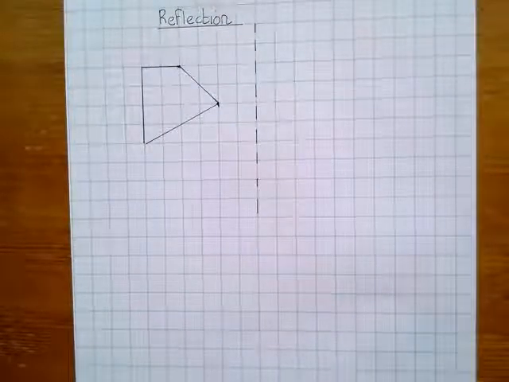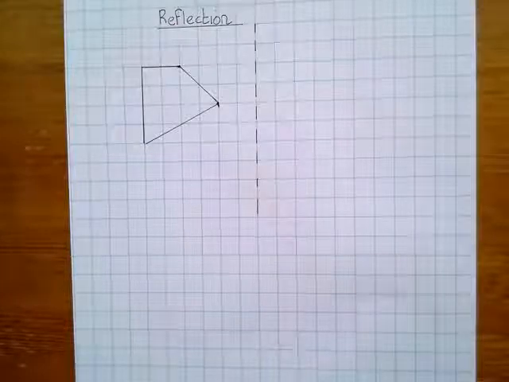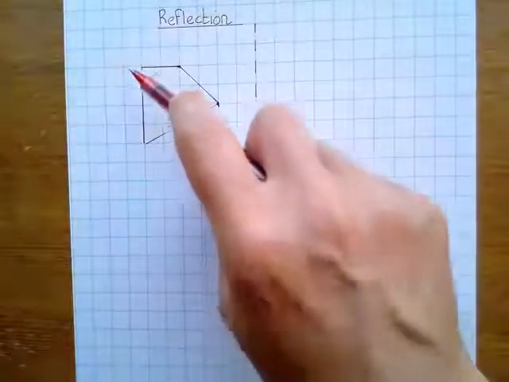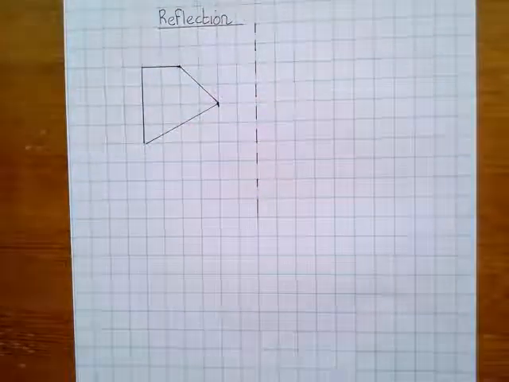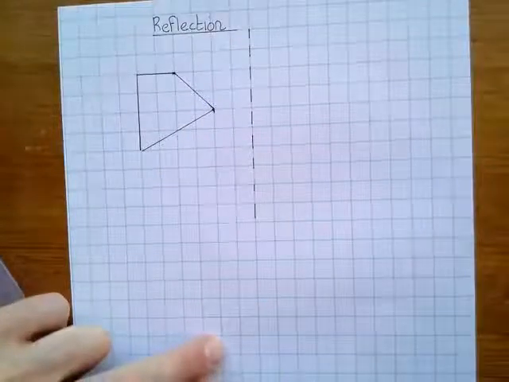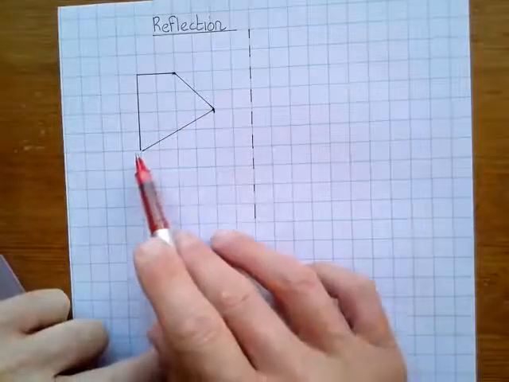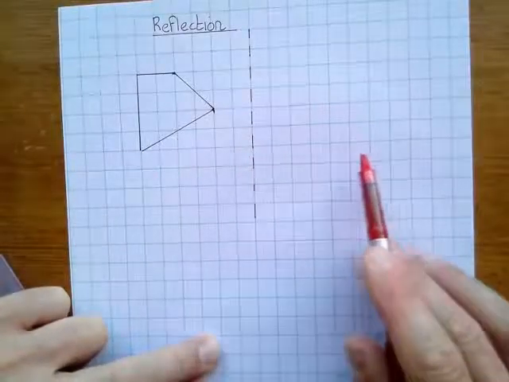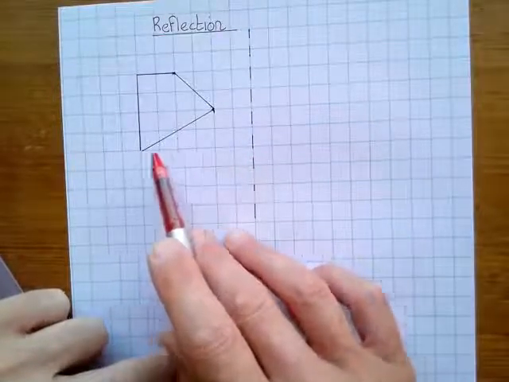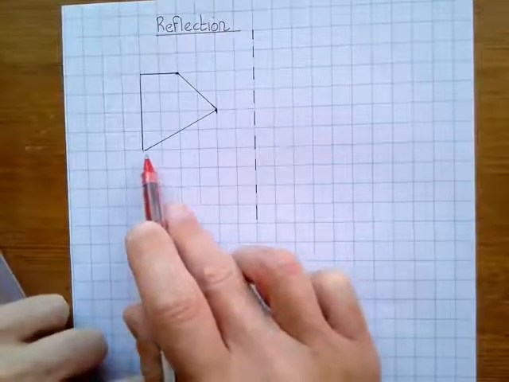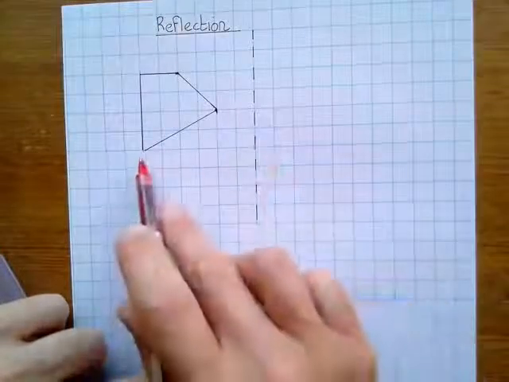Now, the best way to reflect a shape is to break the shape down into its corners. This shape has four corners, four vertices to use the proper terminology. And all you need to know is that each of the corners will be the same distance the other side of the mirror line as they were on this side of the mirror line. So I can basically count how far away they are and then just go the same distance the other side. Let's just do that now.